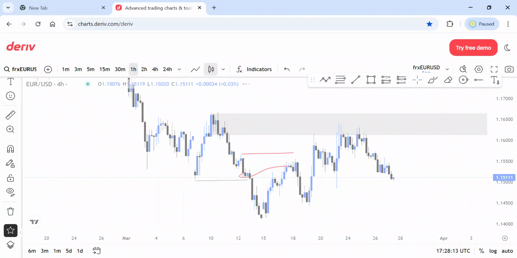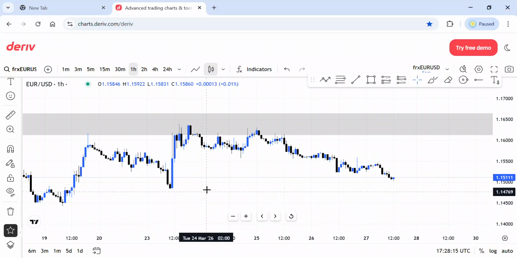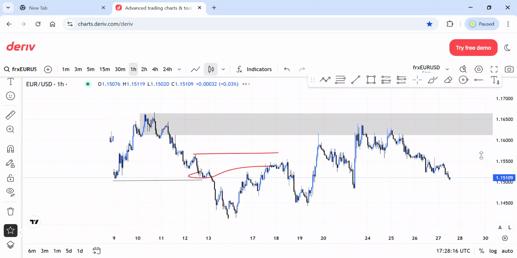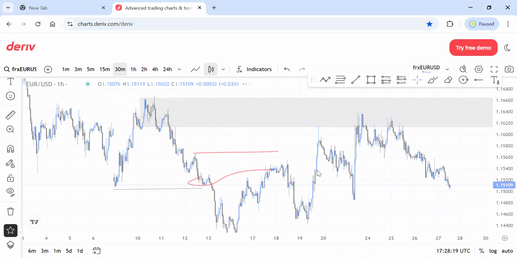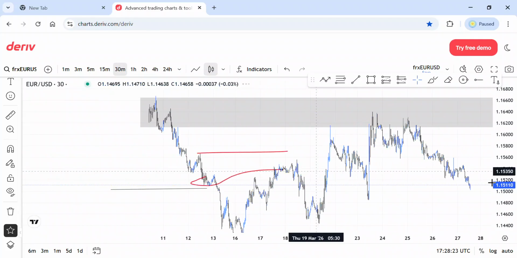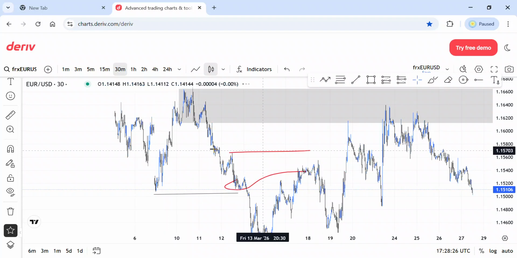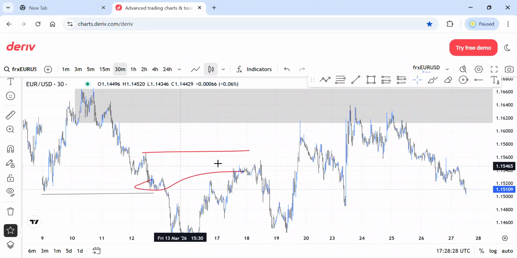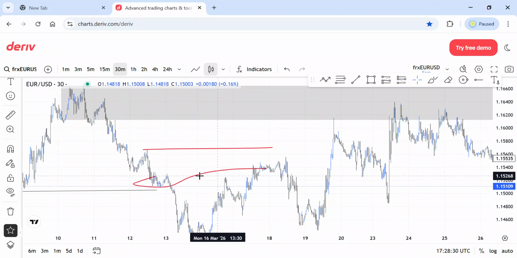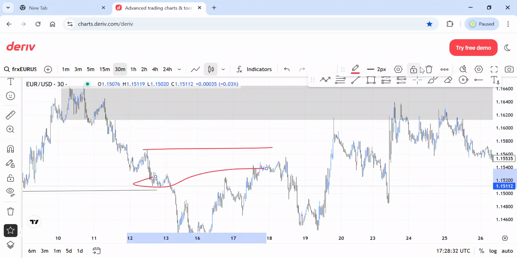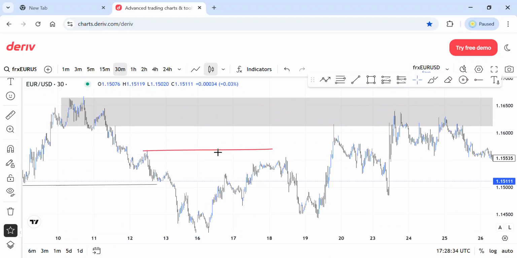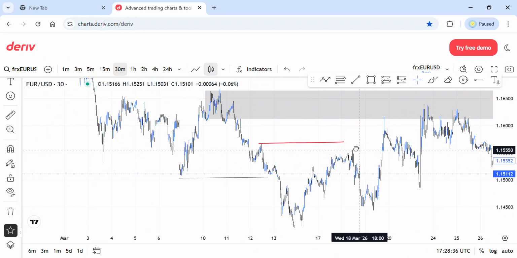Let's even go to 30 minutes. I've been using 1 hour, so let's go to 30 minutes too. This is EURUSD, 30 minutes, as you can see. This liquidity is very clear, very, very obvious now. So that is a liquidity.